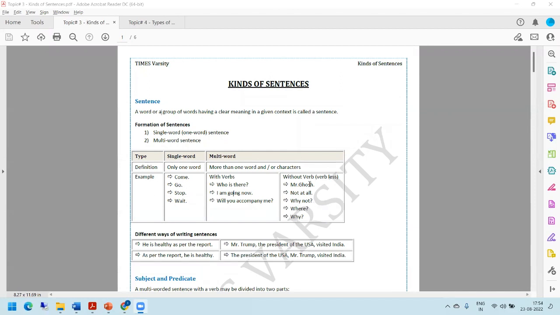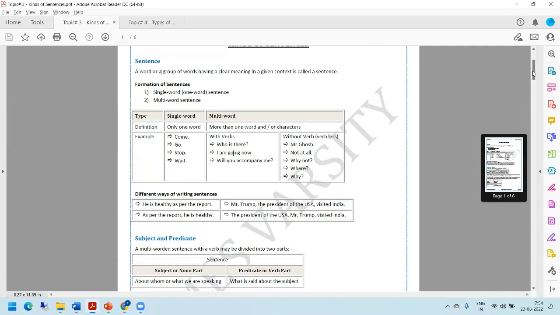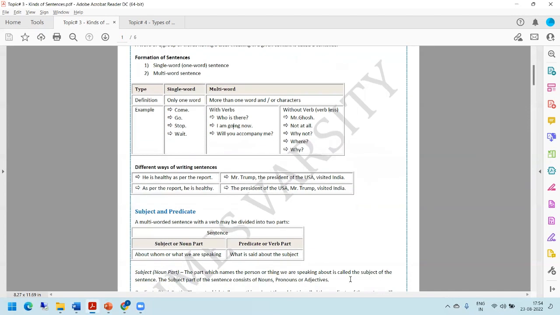I will correct this one. When we are using multiple words in a sentence, it becomes a multiple word sentence. If in a sentence we have only one word, then it is a single word sentence. We need a word or a group of words having a clear meaning in a given context, which is called a sentence.